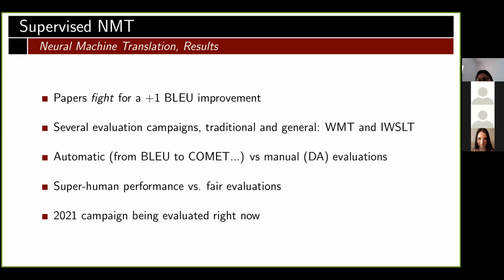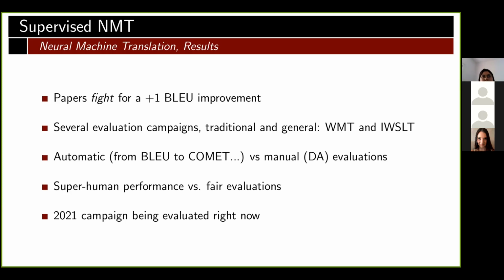And one of the interesting characteristics, especially of WMT, is that the translation quality is not measured by automatic metrics like BLEU or COMET, but with manual assessments. So people submit the systems, we have their translations evaluated, and these translations are evaluated by humans using direct assessments.